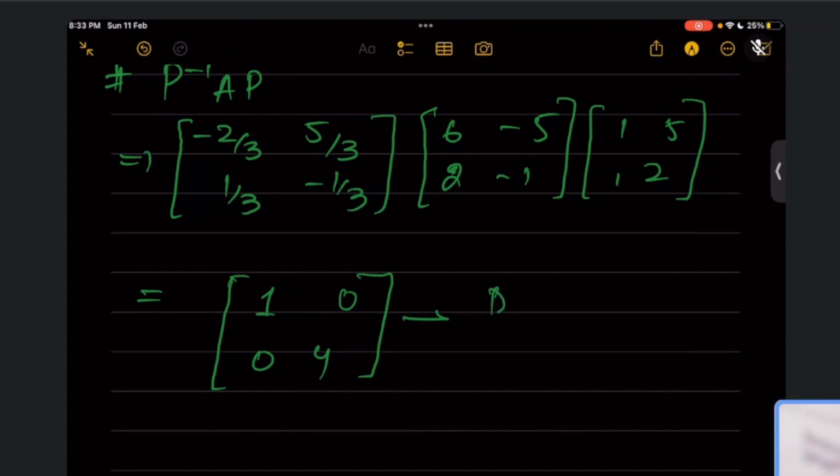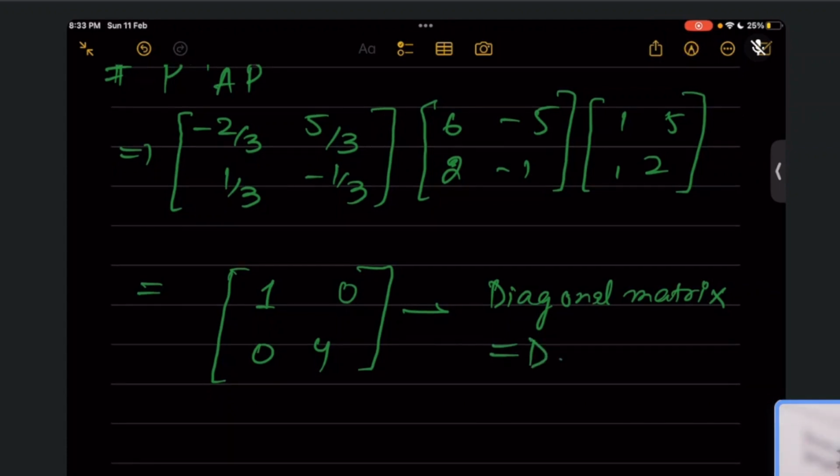This is nothing but a diagonal matrix, right? You all know what a diagonal matrix is. Only the diagonal entries are there, rest are 0. We call this diagonal matrix as D. And this whole process you did, it was known as diagonalization.